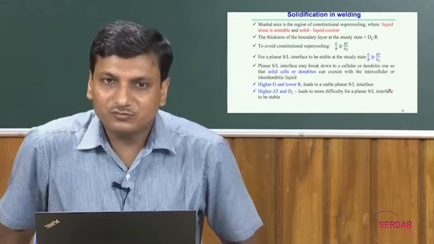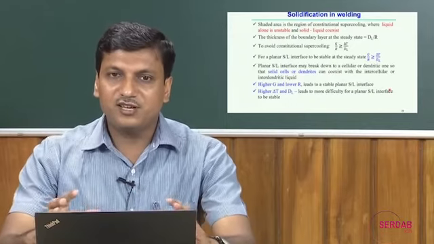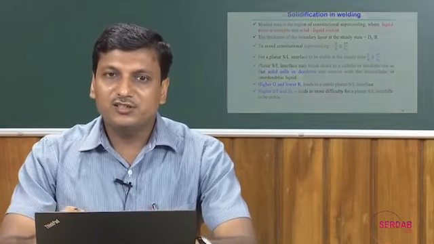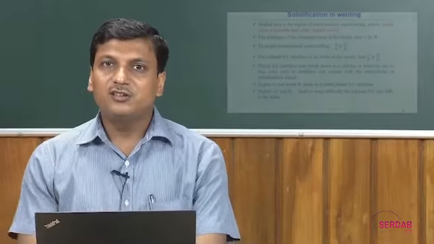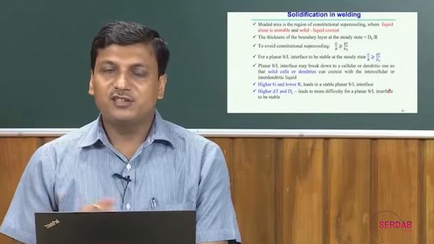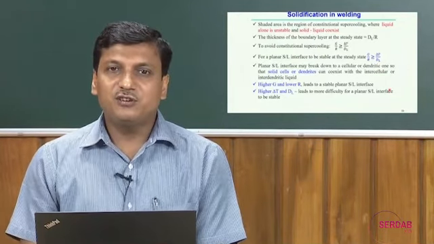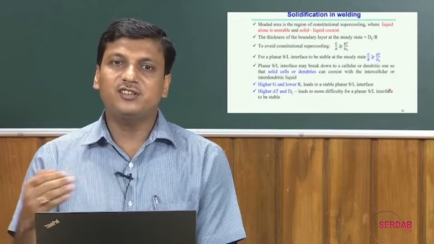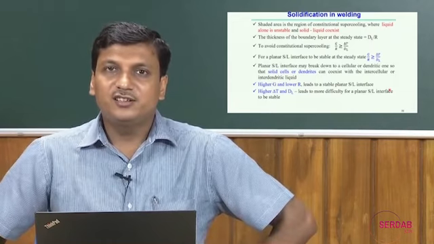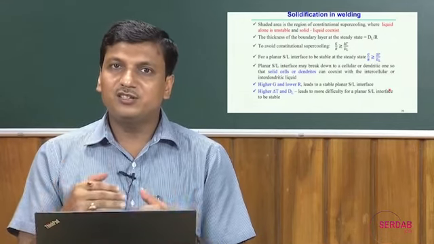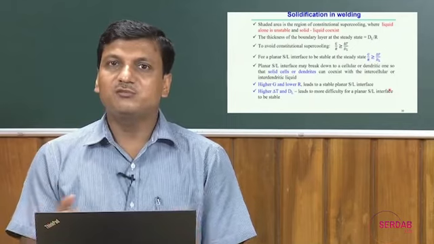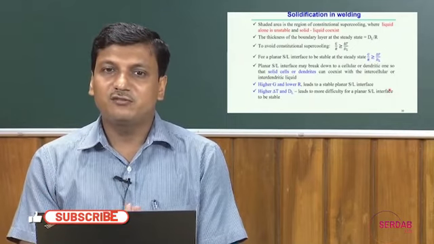So, here we can say mathematically two things. If G by R is less than delta T by dl, there is constitutional supercooling, which means no planar solid liquid interface in this case. The other way, if G by R is greater than delta T by dl, that is a favorable condition for the solidification mode to be a planar solid liquid interface.